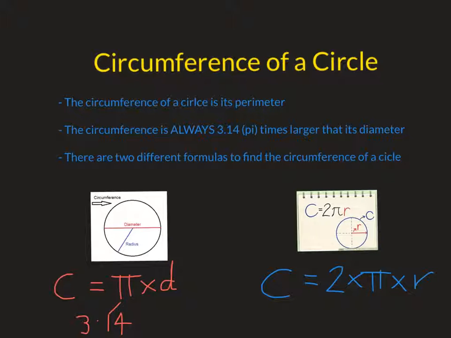You might notice the connection that 2 times the radius, or r here, would give you the diameter of this circle, the whole distance across. So you could also do pi times the diameter if you're given the radius, just by doubling the radius. Let's have a look at some examples.